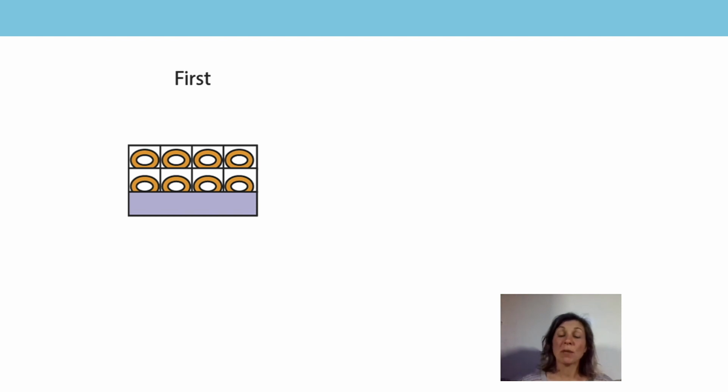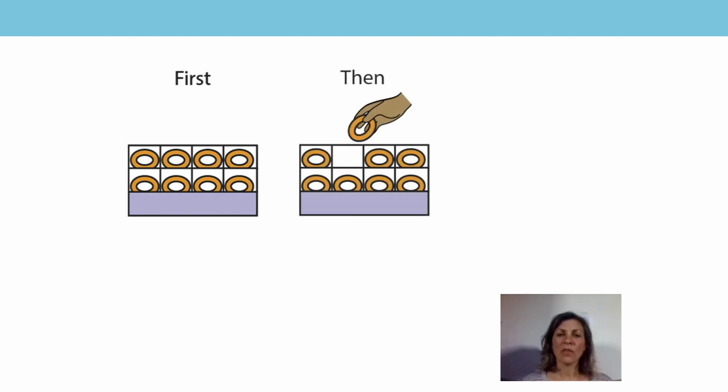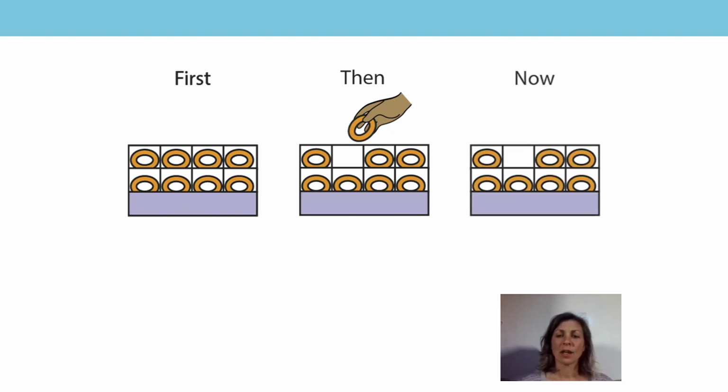Do you think you could help me to tell this story today? What can you see in the picture? Pause the video if you need to. So we could say first there were 8 donuts. Ooh. Then what happened? Could you pause the video and tell an adult, or you can tell me what happened next? Then someone took a donut. Someone took 1 away. Now, how many are left?